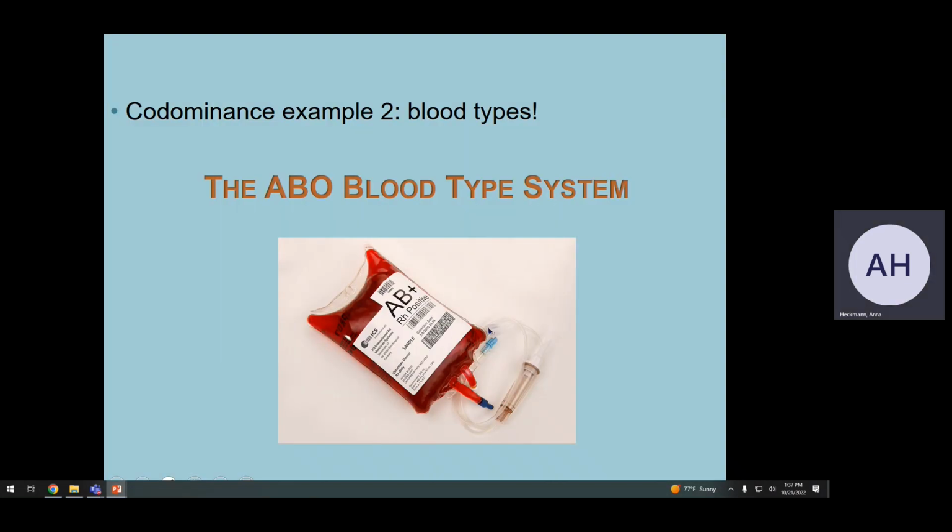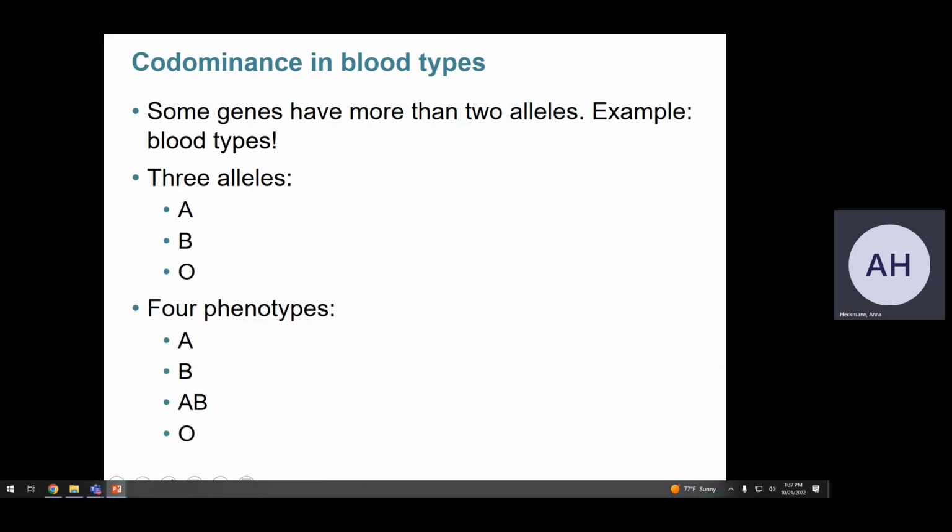And this brings us to the ABO blood type system. This is an example of codominance. The ABO blood type system is how we describe human blood types. Sometimes genes will have more than 2 alleles. In blood types, we have 3 alleles, A, B, and O. Different combinations of those alleles will produce different phenotypes, including A, B, and O. So a person can have any one of these 4 phenotypes depending on which alleles they have.